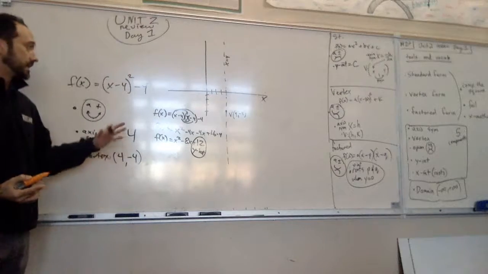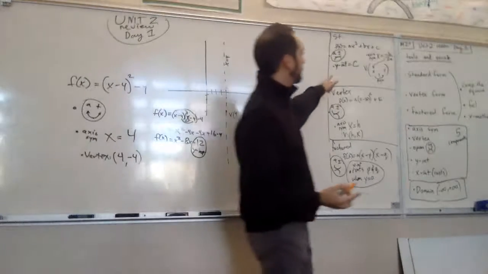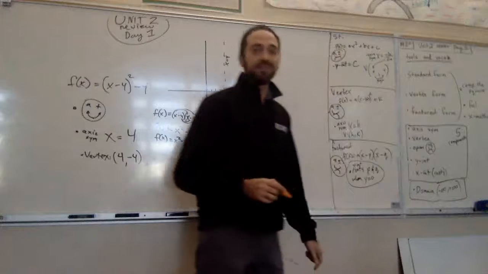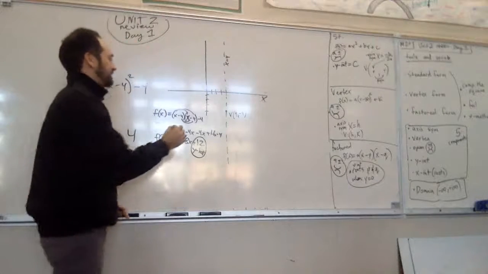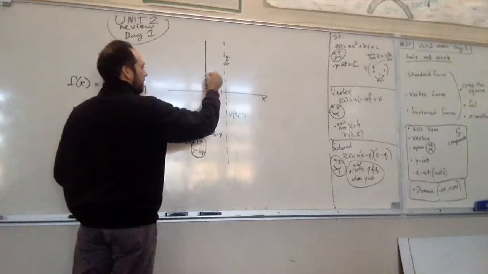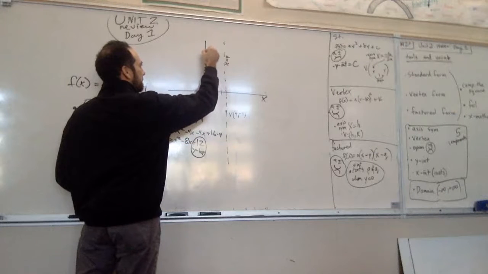All right, your y-intercept is at 12. The reason being is it's our c value. We know that the y-intercept is always our c value. So 1, 2, 3, 4, 5, 6, 7, 8, 9, 10, 11, 12.